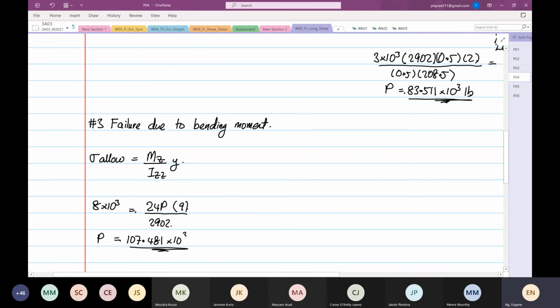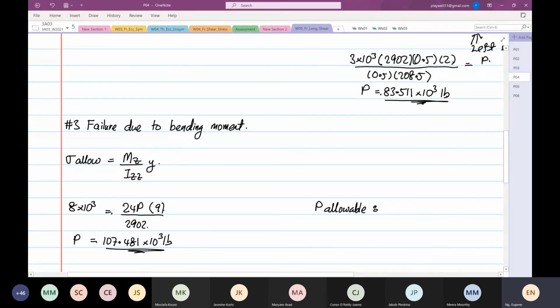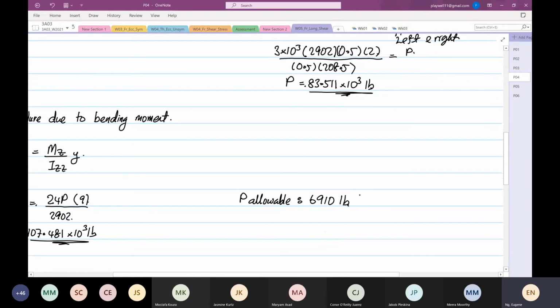So from here, the P allowable induced due to the joints is equal to 6910. And this is controlled by the what? Controlled by the fastener. Okay, I'm going to look at another example.